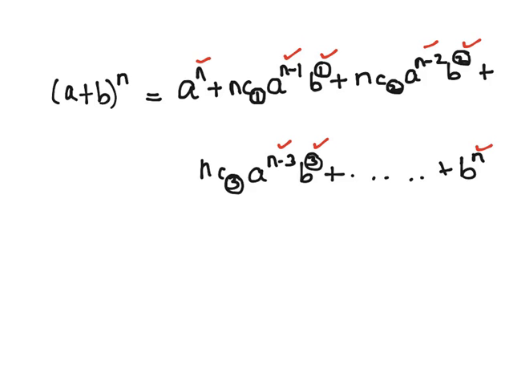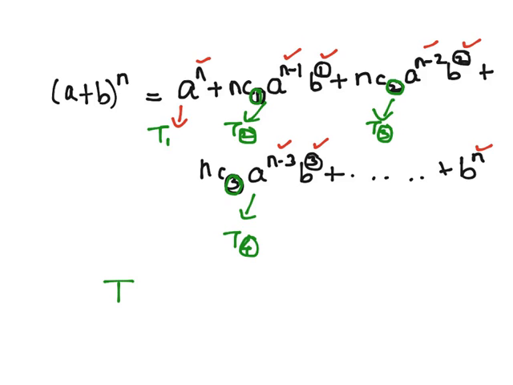Okay, now this is, I'll use a green one, T1. This is T2, term 2. This is term 3. This is term 4. You can notice that term 2 has nC1. Term 3 has nC2. Term 4 has nC3. Right?